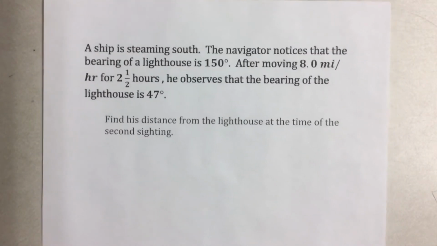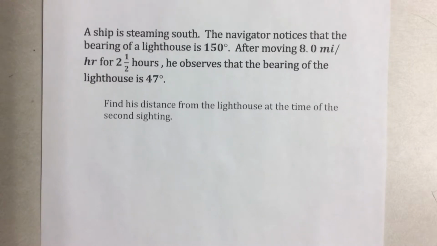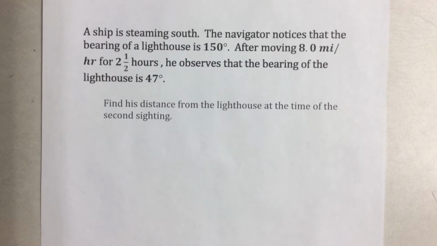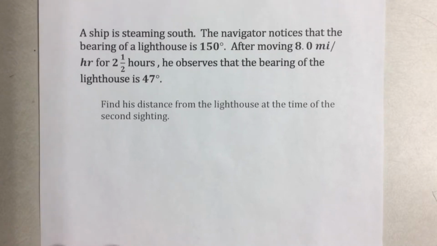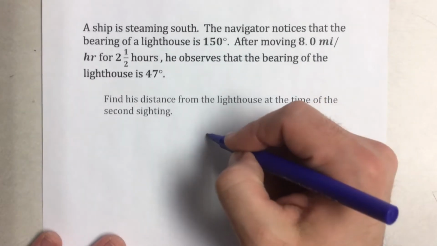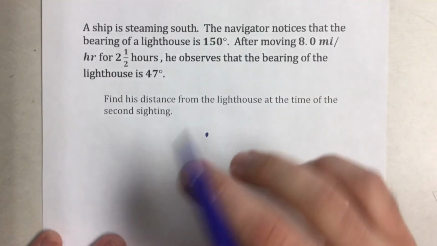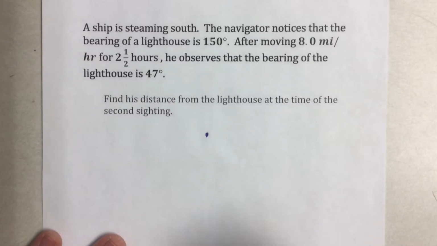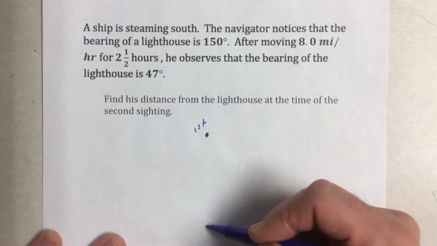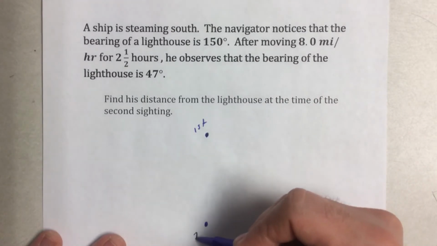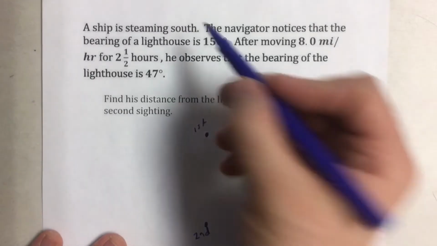So let's say we have a ship sailing south. Sailing south in navigation, the navigator noticed that the bearing to a lighthouse is 150 degrees. So the very first sentence, yes, it is only 5 words, is very important because that tells us where 2 of the 3 points for the triangle are going to be. So we are sailing south. So we are first here, sailing south. My second point would be here. It's very critical.